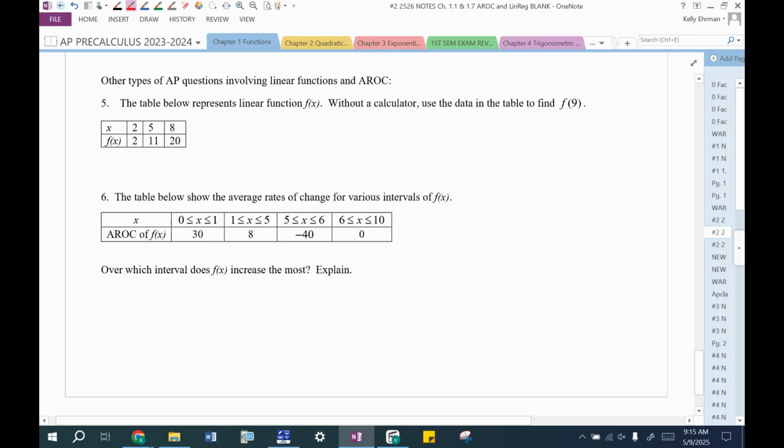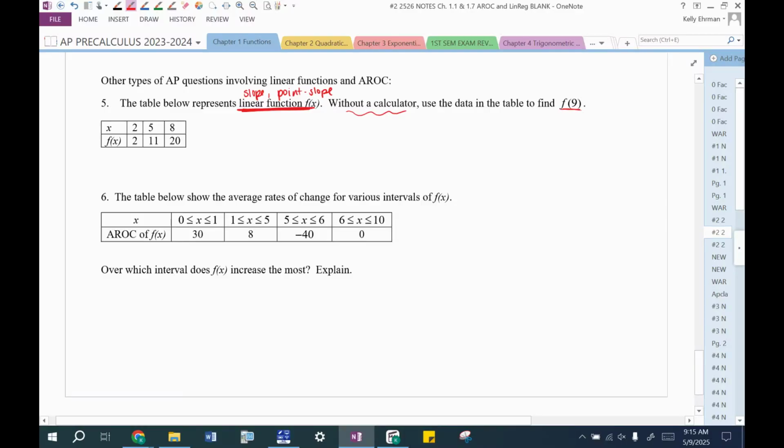So the table below represents a linear function, f of x. Linear function means we should be able to find a slope. Then we can easily write a point slope equation with any one of those 3 points. Without a calculator, use the data in the table to find f of 9.